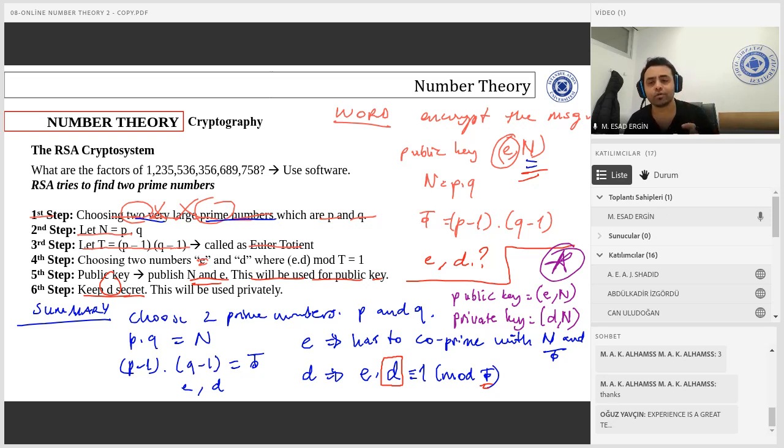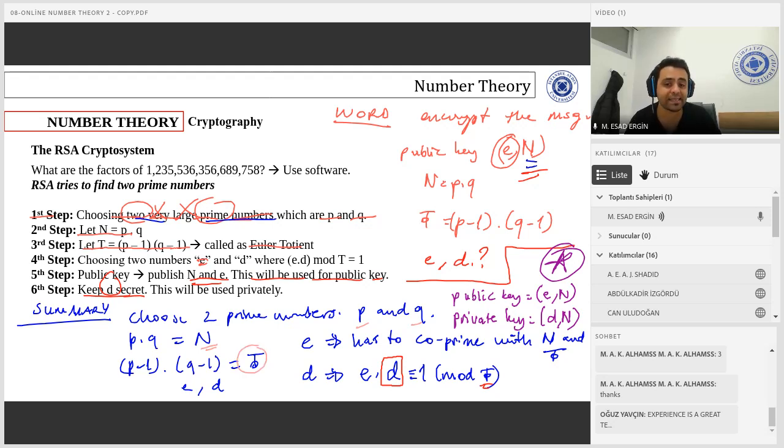So if any word is given to you, and if you are asked to encrypt this message, you have to choose two prime numbers at first. Let us say the first one is P and the other one is Q. The multiplication of these two prime numbers will be N, and P minus 1 multiplied by Q minus 1 will be the Euler totient. And this Euler totient is important for us.